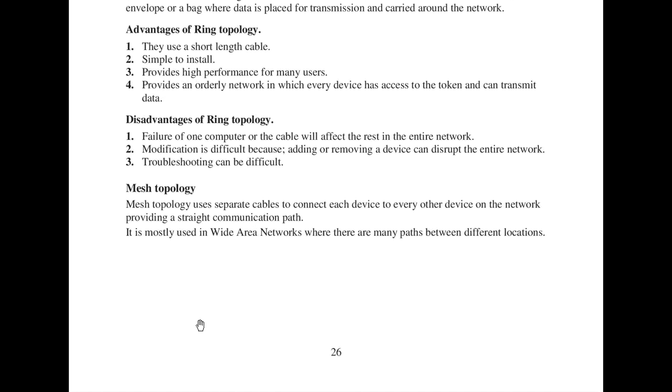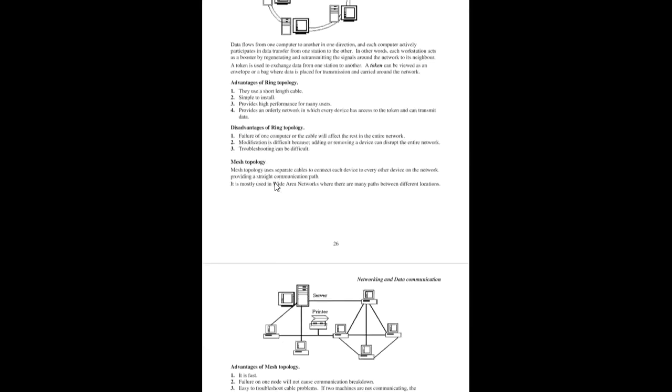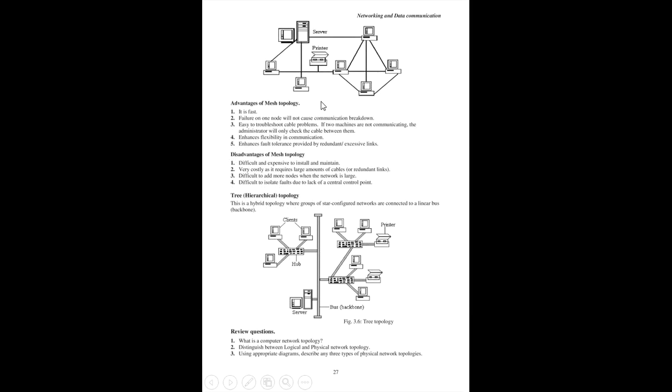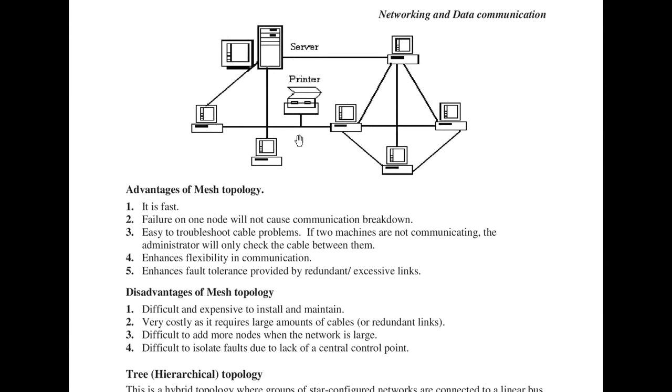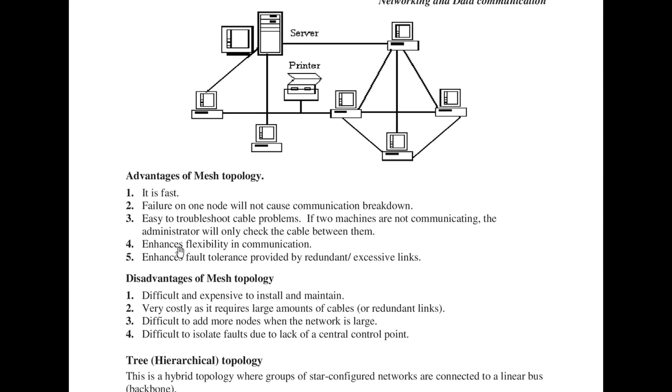Then we have mesh. Let's look at how a mesh topology looks. You'll notice that in mesh topology, every gadget is connected to each other. That means if I remove this one, it will not affect the network because this one will communicate with the others. So we have advantages and disadvantages of mesh topology. At your free time, pause the video and record them down because these are really self-explanatory things.